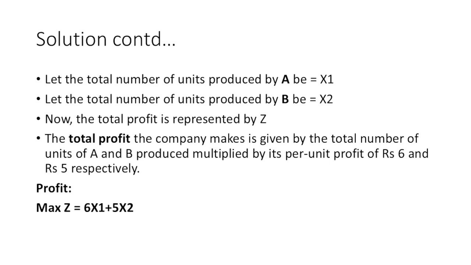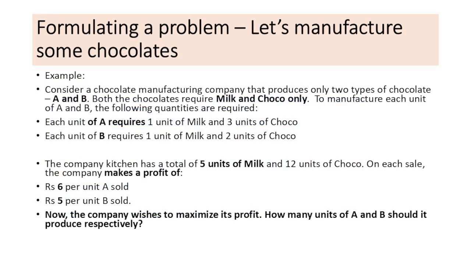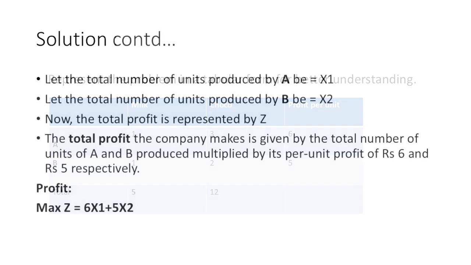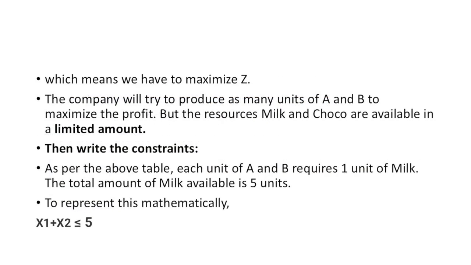In the question it is specifically mentioned that the profit from the two products, for selling A it is 6 and for B it is 5. So it is represented as: maximize Z equals 6x1 plus 5x2. So we have to maximize Z. The company will try to produce as many units of A and B as possible to maximize the profit. But the resources like milk and chocolate are available in limited amounts. So that is called the constraints.